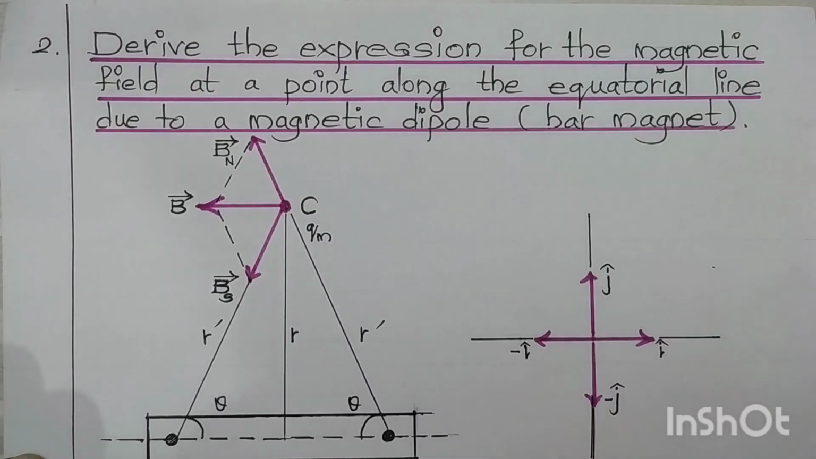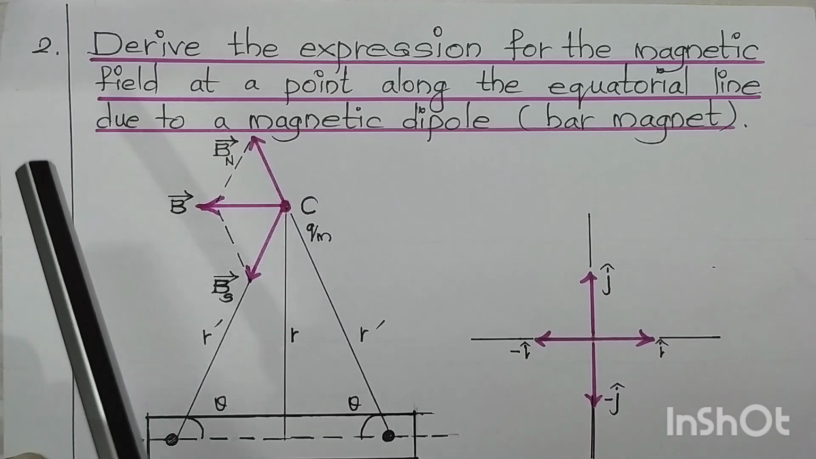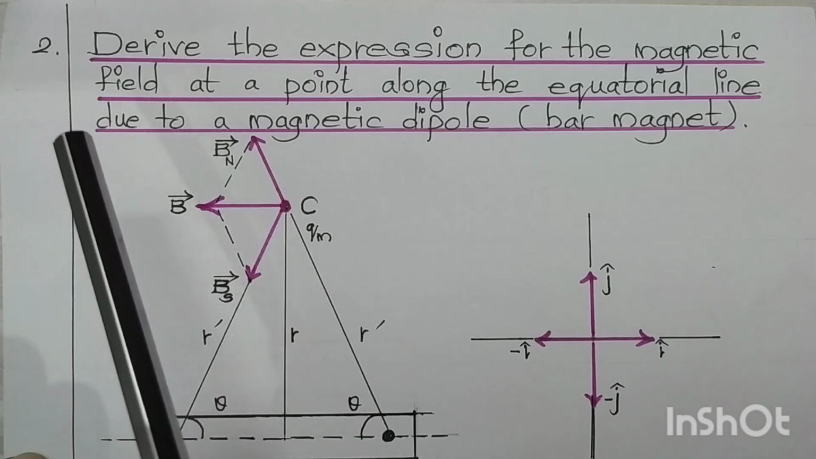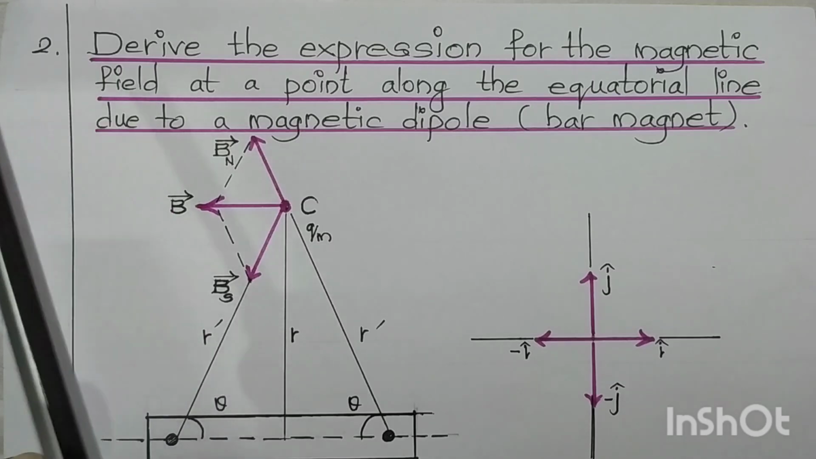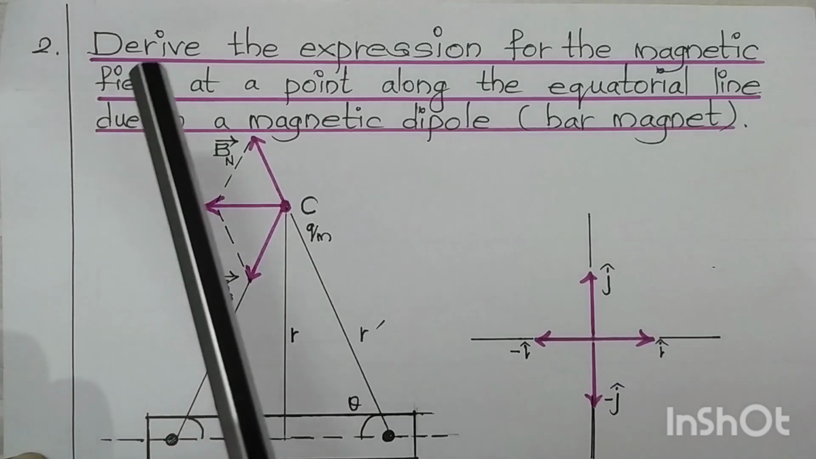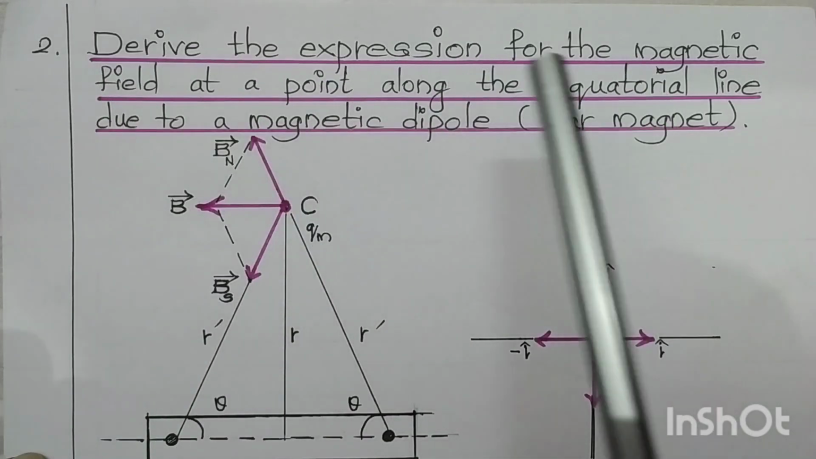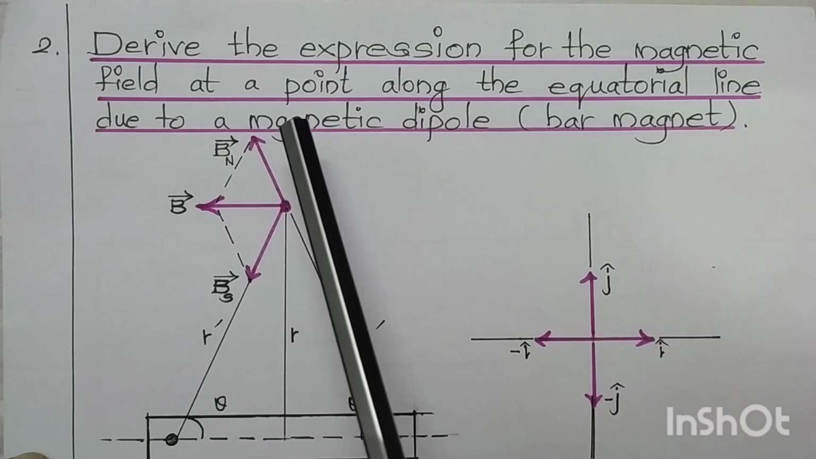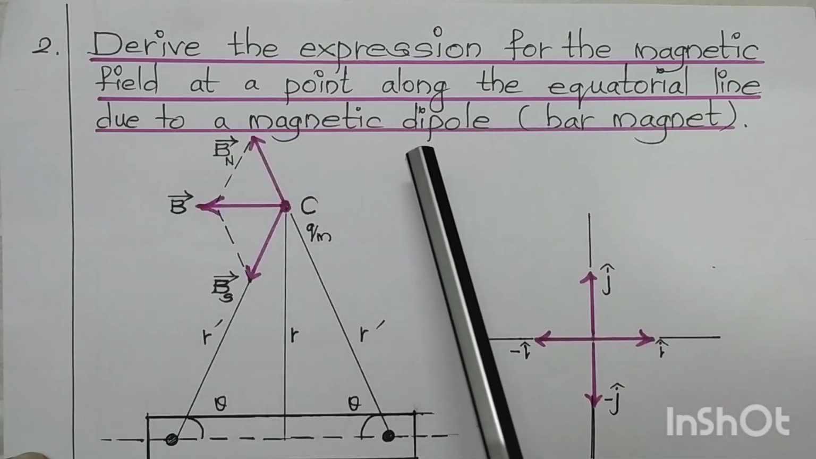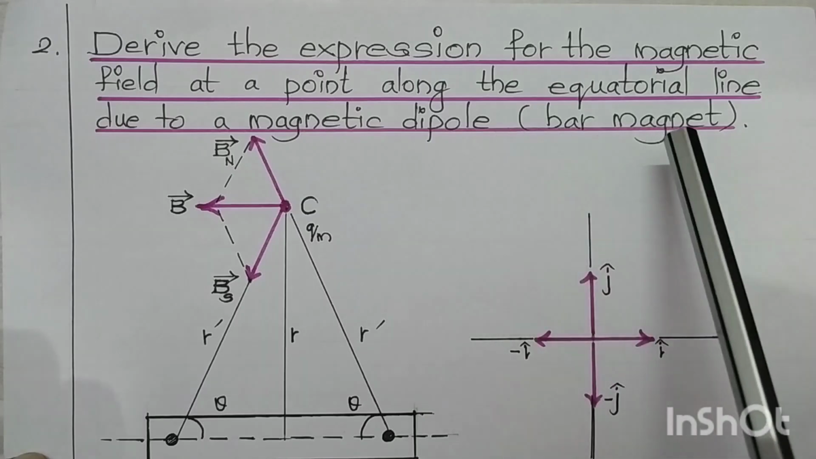In this video, we are going to see Class 12 Physics, Unit 3, Magnetism and Magnetic Effects of Current. This is the second derivation of this lesson. Derive the expression for the magnetic field at a point along the equatorial line due to a magnetic dipole, in other words, a bar magnet.